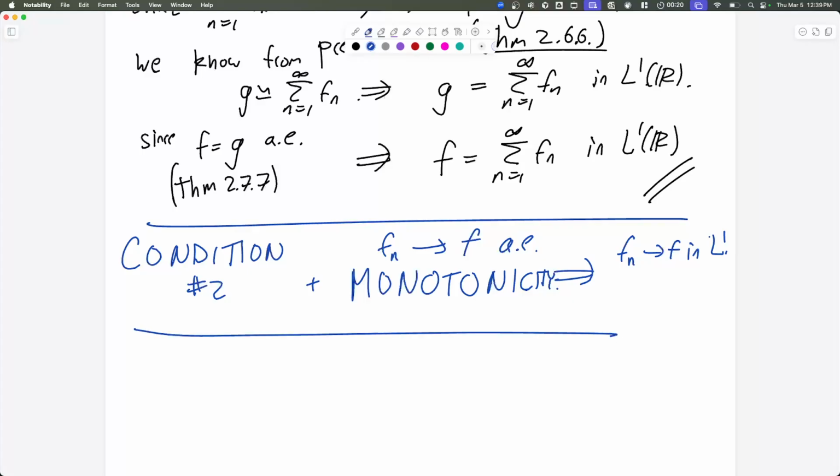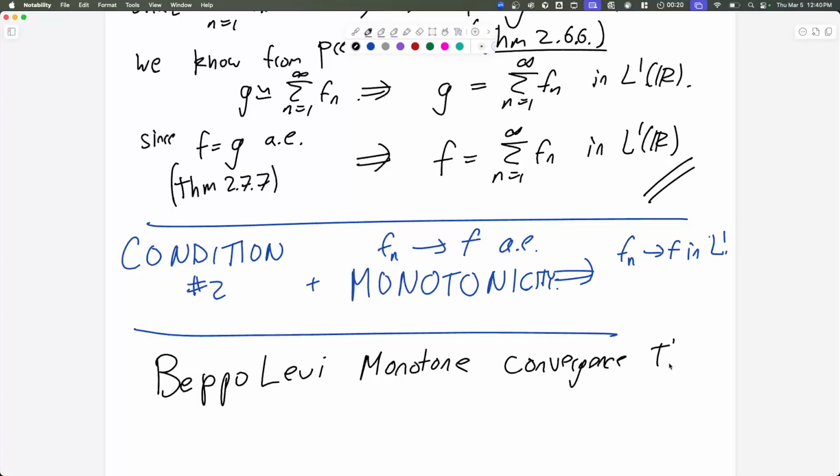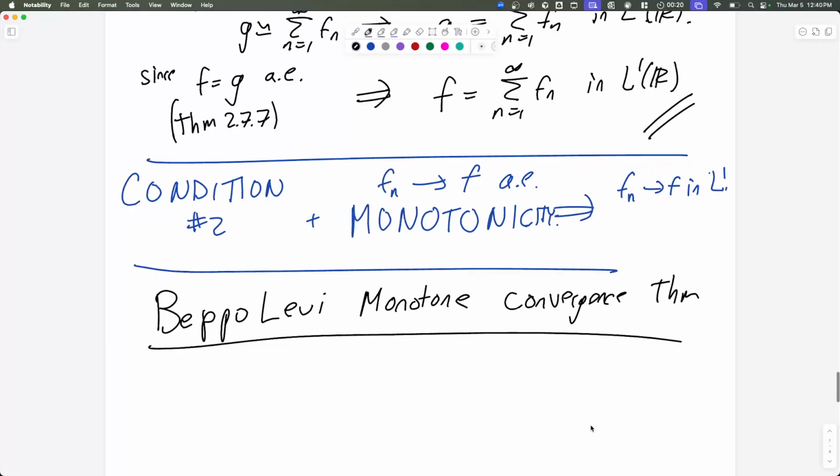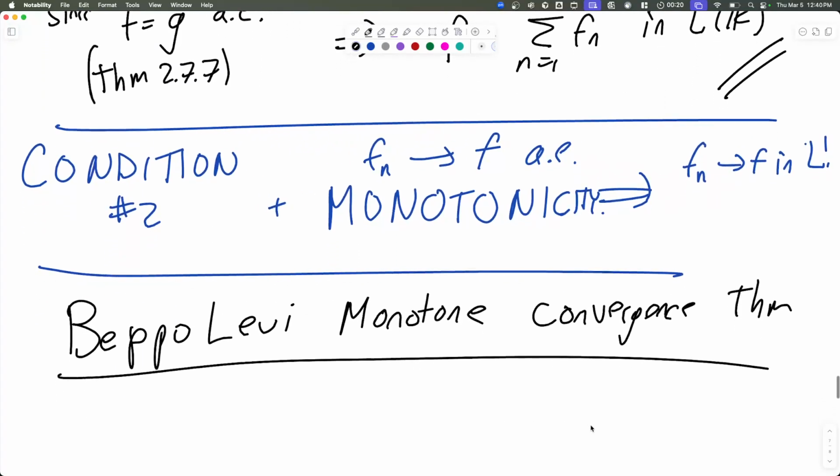Okay? And so the actual statement, and this statement has a cool name because it was some cool Italian guy. So this is the Beppo-Levi monotone convergence theorem. Okay, and I'm going to give you one. There's lots of different, slightly different versions of it. But the one I'm going to give you goes like this.